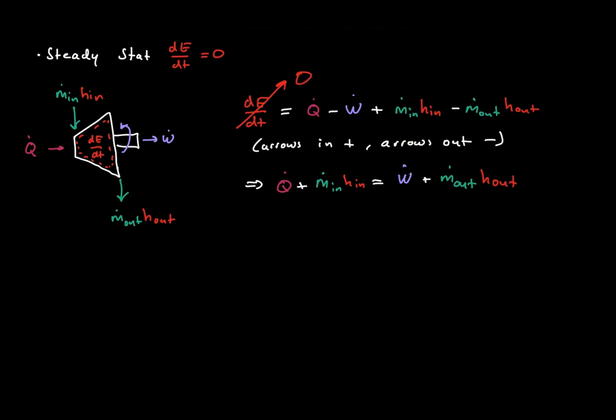Physically, this means fluid enters with a certain energy, leaves with a different energy, and the difference becomes work or heat. For example, in a turbine, fluid enters with high energy and leaves with lower energy. The difference is converted into mechanical work.